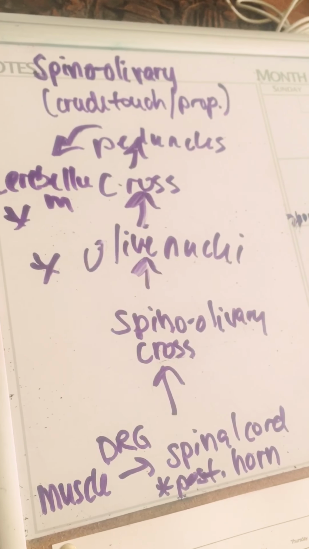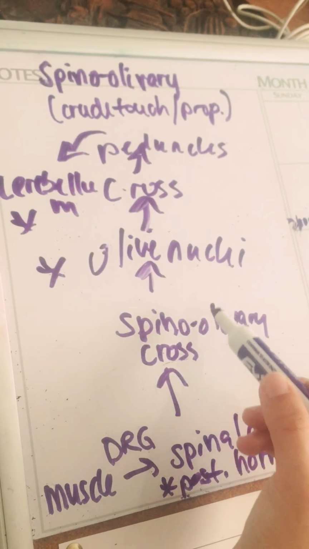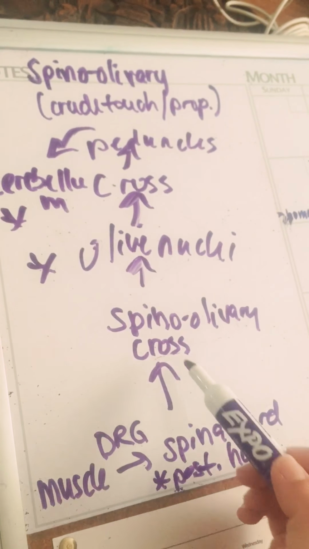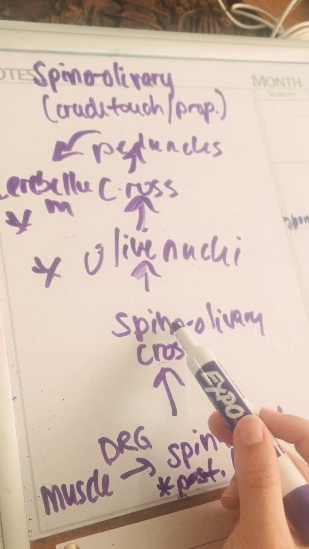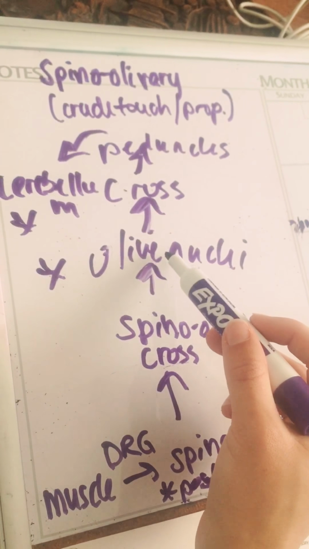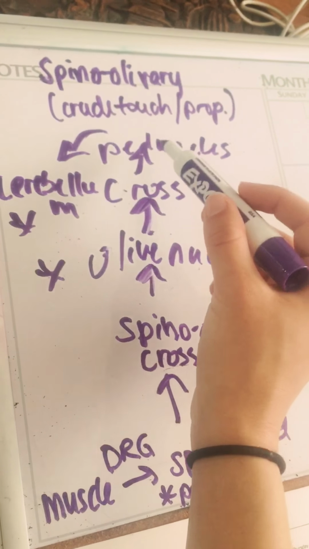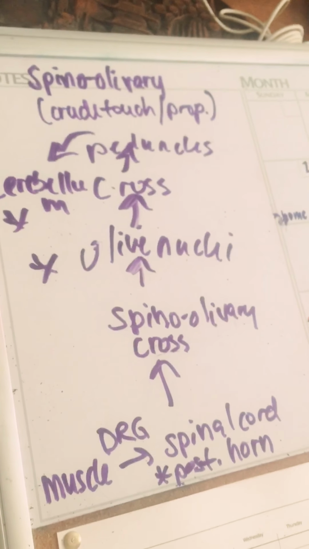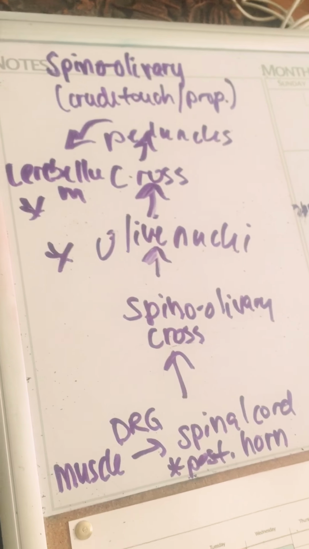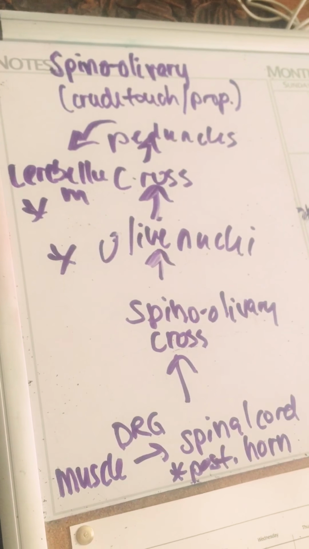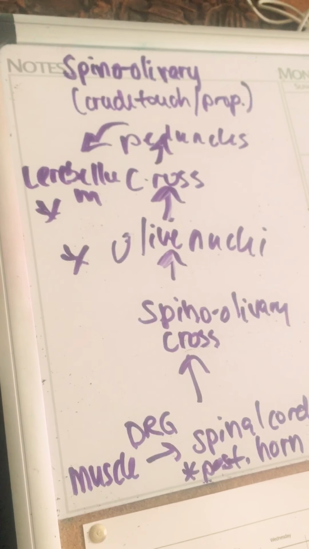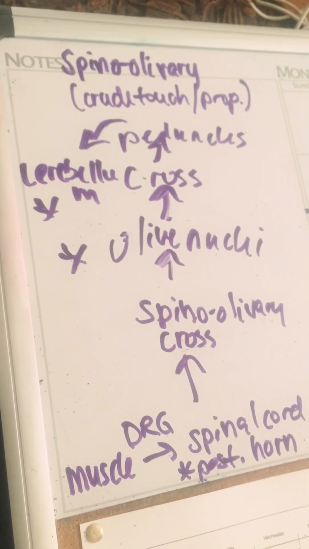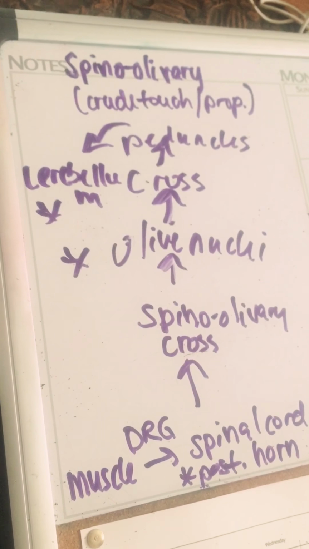It crosses twice. So it crosses from the spinal cord posterior horn to the spino-olivary tract, goes to the olivary nuclei in the medulla, crosses once more, and then goes up into the peduncles of the pons and to the cerebellum, where it synapses again. So once again, the only tract that is pain and temperature is the spinothalamic. The other three are crude touch and proprioception.